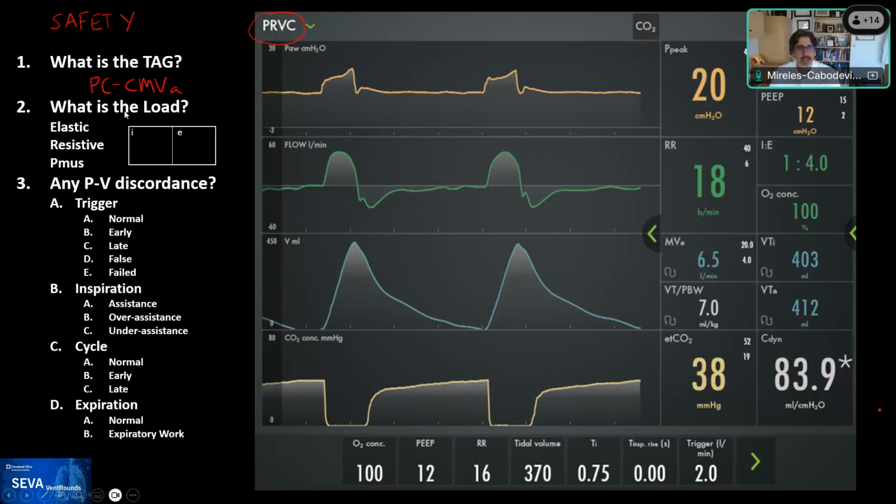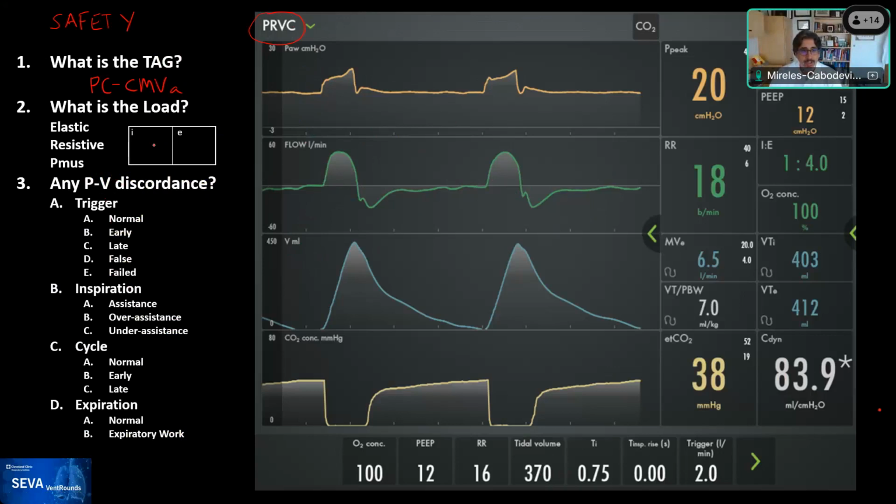Alrighty, so we are on PC-CMV. So what's the load during inspiration and during exhalation? The fellows unanimously hit it right. Really good.